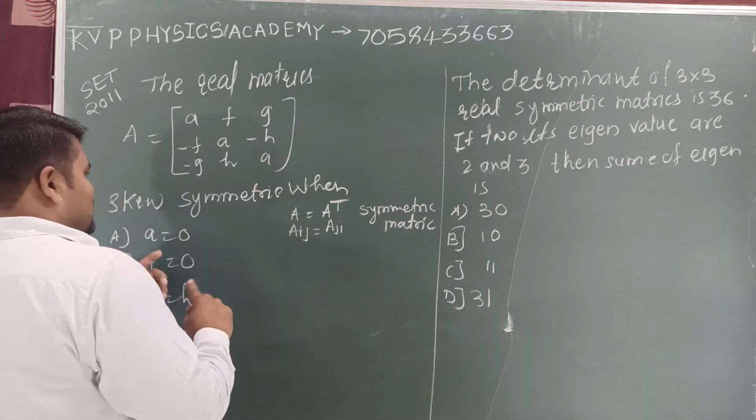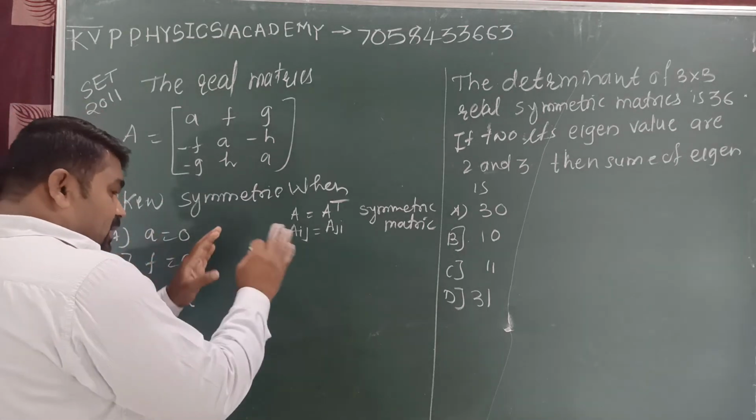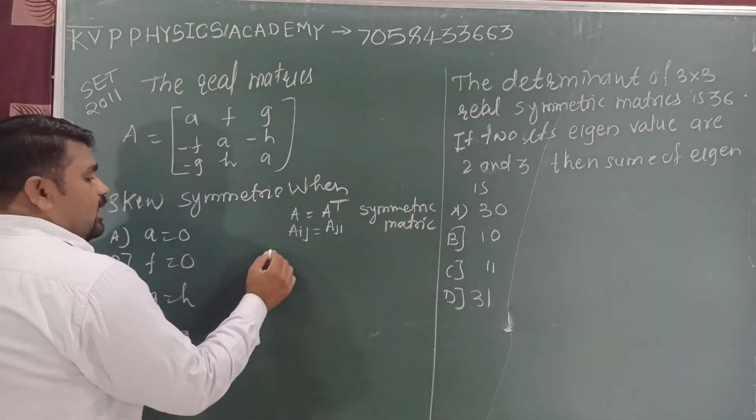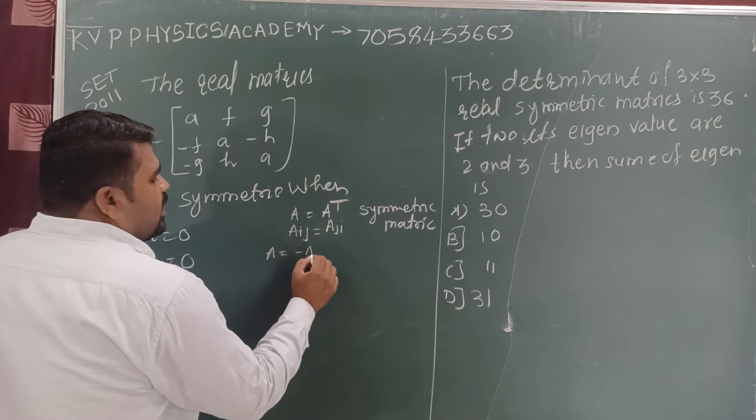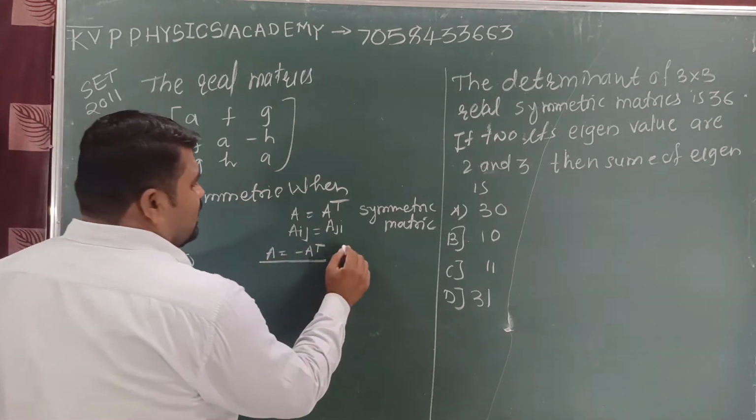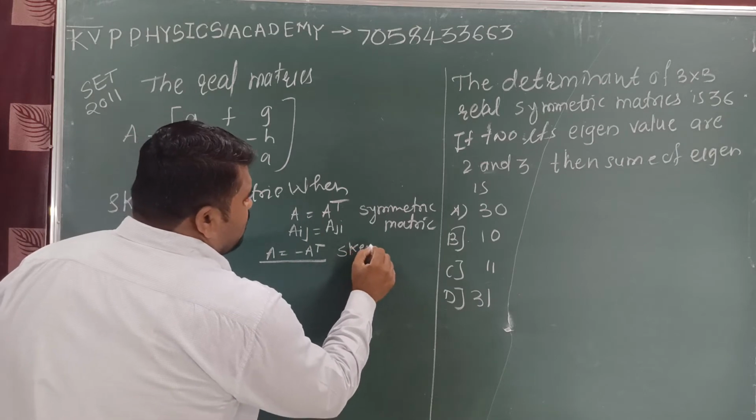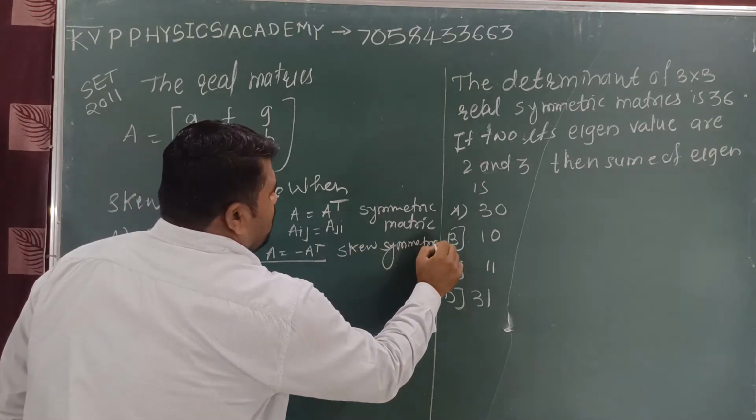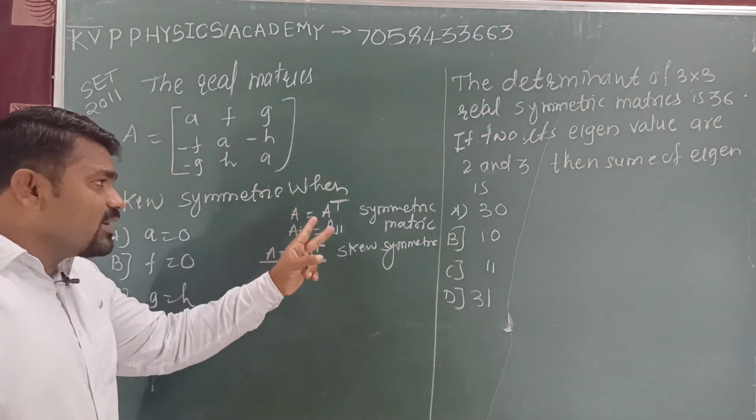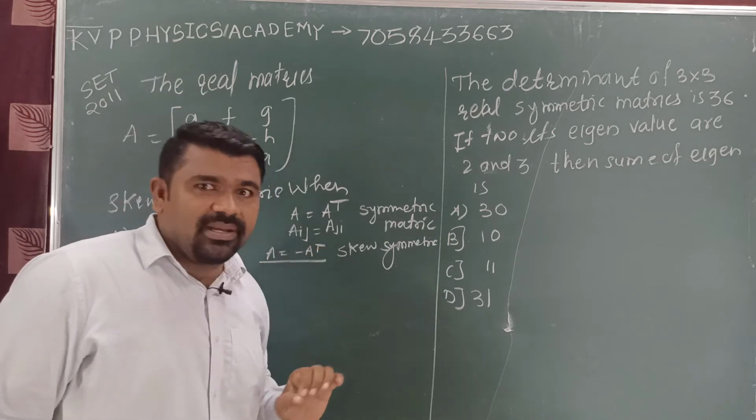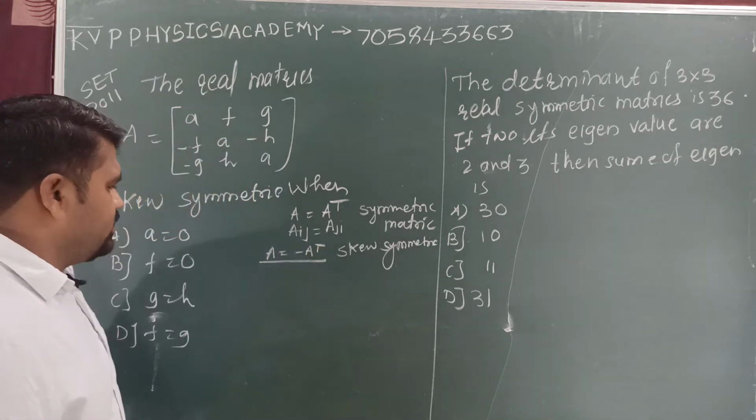And what is the nature of the skew symmetric matrix? A is equal to minus A transpose. Then we can say this is known as a skew symmetric matrix. Got it? A is equal to A transpose, symmetric matrix. A is equal to minus A transpose, skew symmetric matrix. Got it?